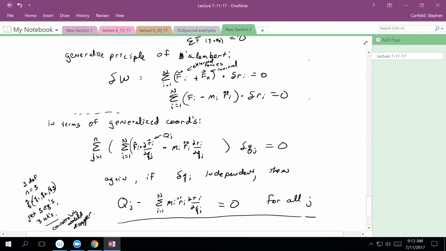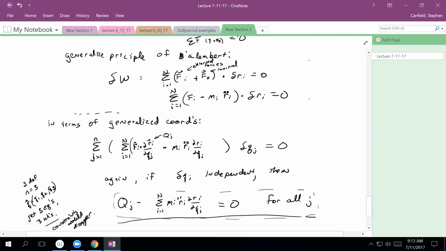So Dalembert's principle, simply added to the generalized principle of Dalembert, says in virtual work we had the sum of the F sub i's dotted with the virtual displacements equals 0. For Dalembert, it was the F sub i minus the m sub i r sub i double dot dotted with the virtual displacement equals 0. We can write this in terms of generalized coordinates, and if our coordinates are independent, then we'd get a set of these equations.